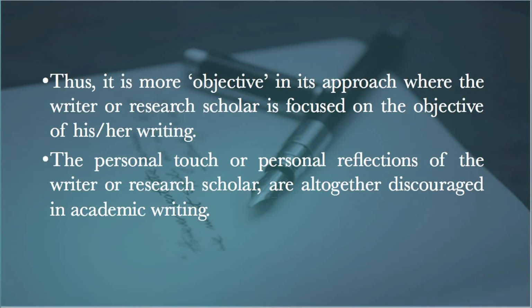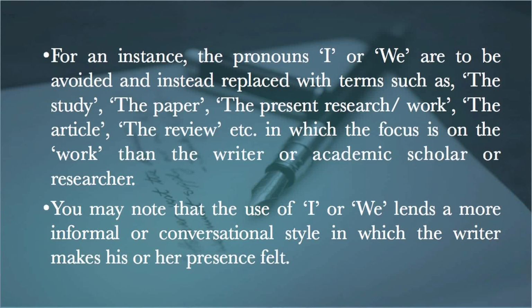Thus, it is more objective in its approach, where the writer or research scholar is focused on the objective of his or her writing. The personal touch or personal reflection of the writer or research scholar are altogether discouraged in academic writing. I hope you will keep that in mind. For instance, the pronoun I or we are to be avoided and instead replaced with terms such as the study, the paper, the present research or the present work, the article, the review, etc., in which the focus is on the work rather than the writer or academic scholar or researcher.